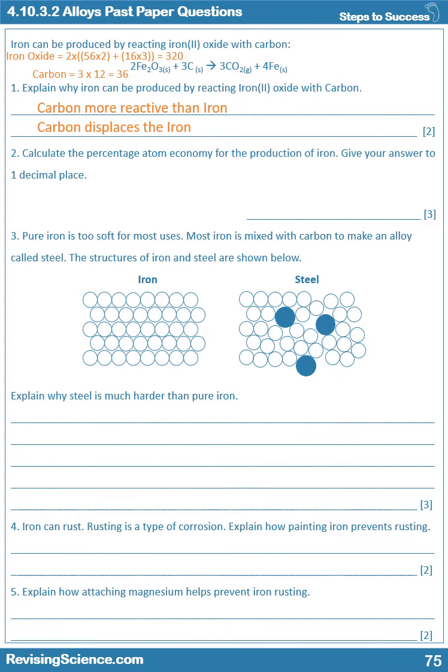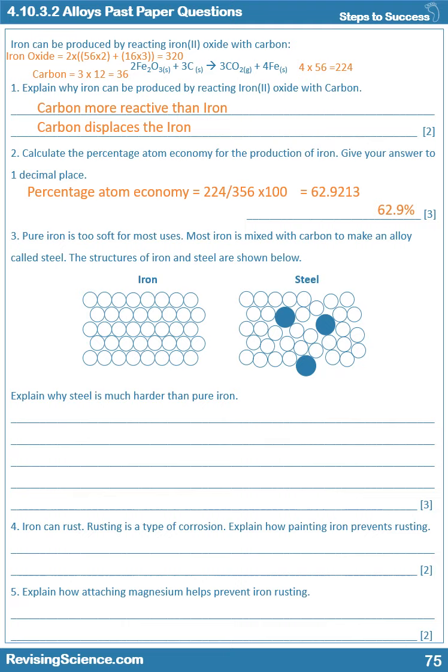We then need to work out the total mass of the desired products, which in this case is iron. You can see that we've got 4 moles of iron, relative atomic mass of 56, which is 224. We then simply calculate the percentage atom economy by doing the mass of the desired products divided by the total mass of reactants multiplied by 100, which gives us 62.9213. Not forgetting that the question asked us to give our answer to 1 decimal place, 62.9%.